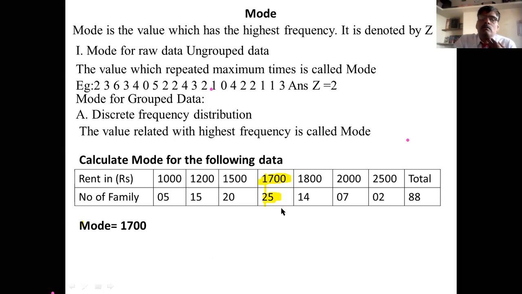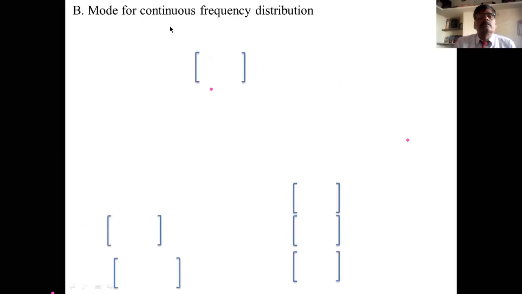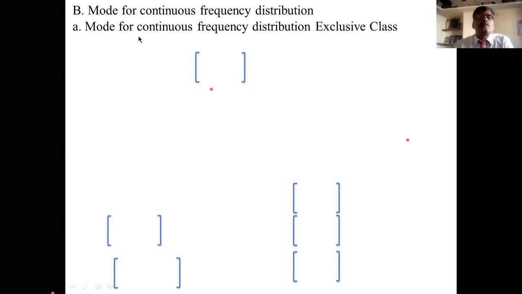Okay, this is the mode. The first method is for values, the second is for discrete frequency distribution. Then come to the continuous frequency distribution. How to calculate mode for continuous frequency distribution?